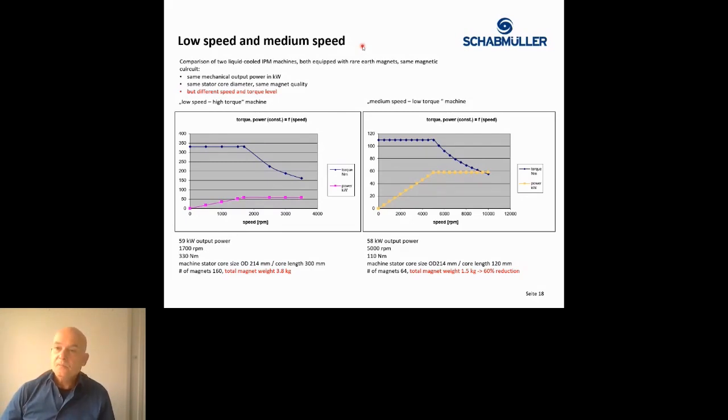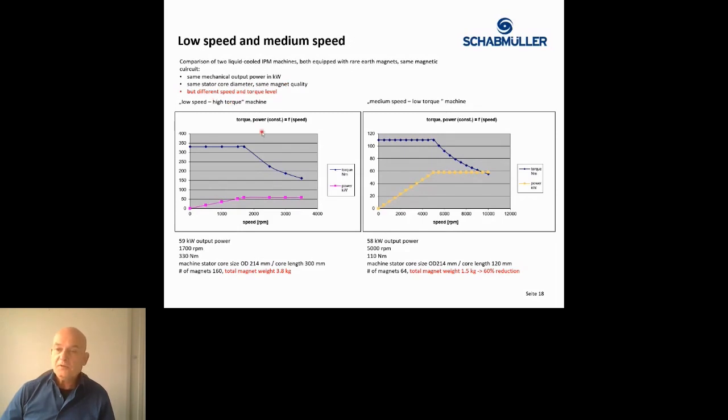And for that purpose, I would like to show and share a comparison of two liquid permanent magnet machines. They are both equipped with rare earth magnets. They have the same magnetic circuit. They have finally the same mechanical output power in kilowatt. They use the same stator core diameter, same magnet quality, but they are much different in speed and torque level.